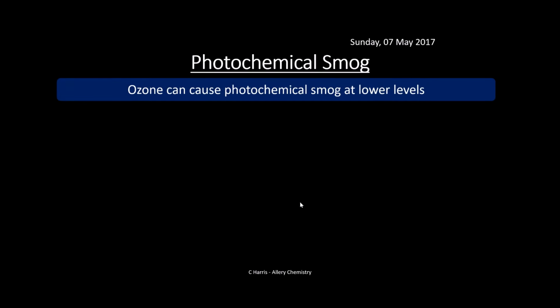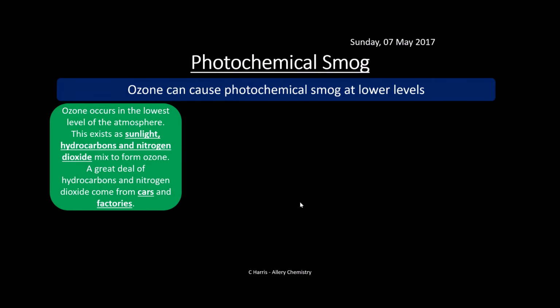Photochemical smog. Now ozone can cause this photochemical smog at lower levels. Again, this is linked to the burning of fossil fuels such as alkanes. Ozone occurs in the lowest level of the atmosphere, and this exists as sunlight, hydrocarbon, and nitrogen dioxide mixed to form the ozone at the lower level.